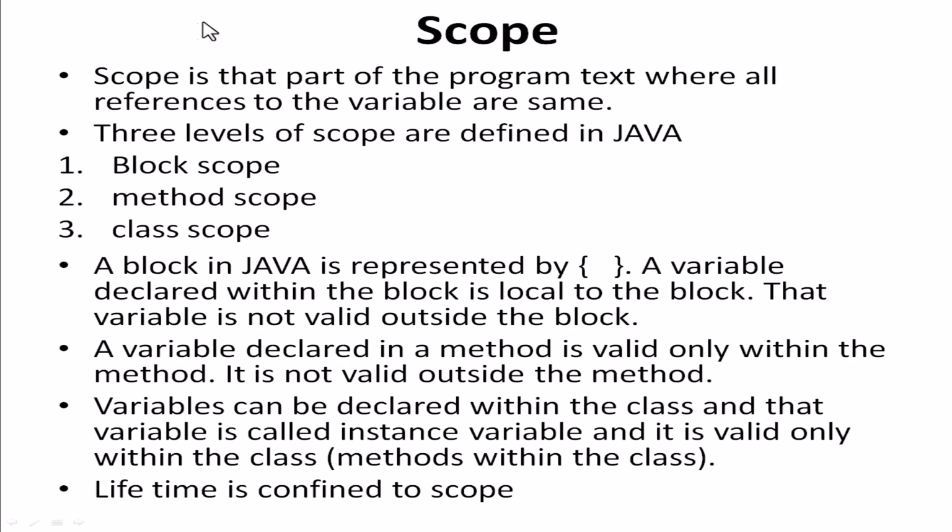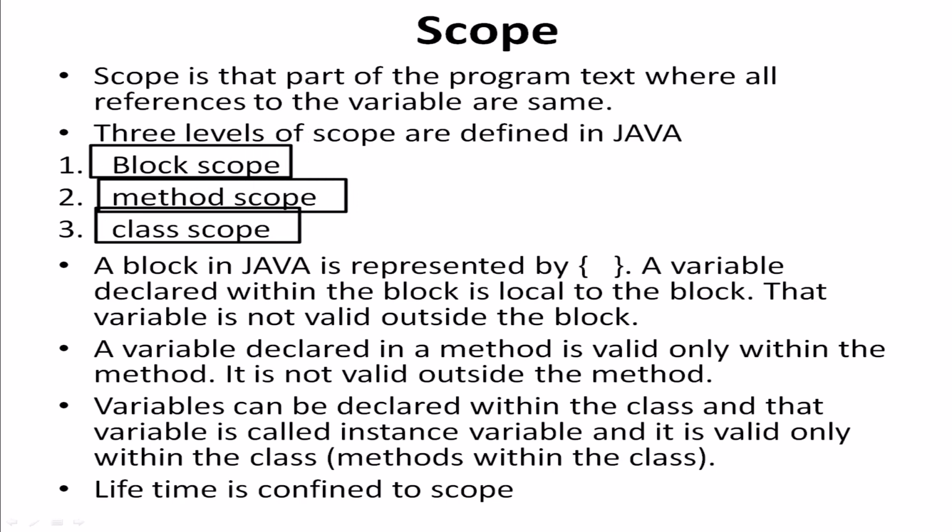Scope. What is the scope of a variable? Scope is a part of a program text where all the references to the variable are the same. There are three levels of scope identified in Java: block scope, method scope, class scope. A block in Java is represented by using curly braces. A variable declared within the block is local to that block. That variable is not valid outside the block.